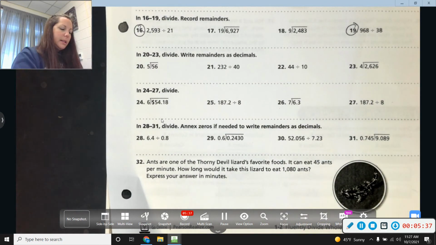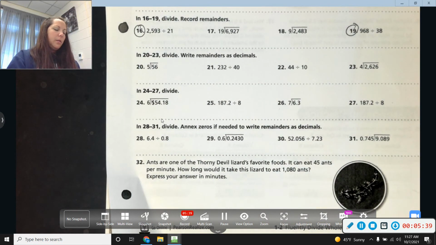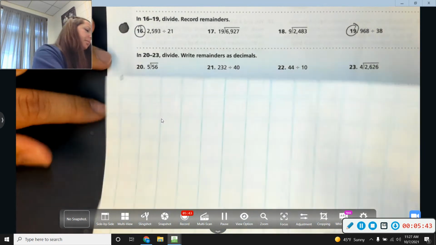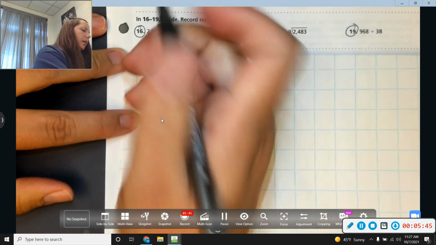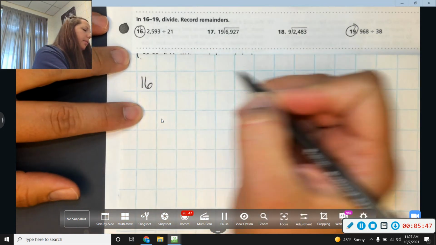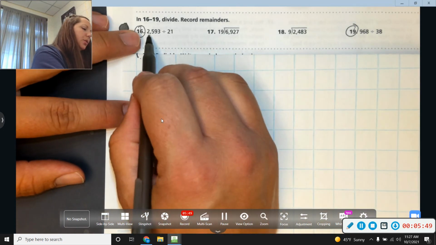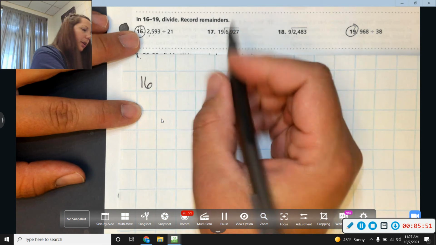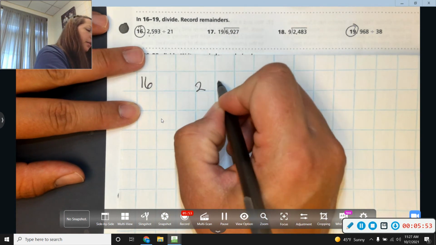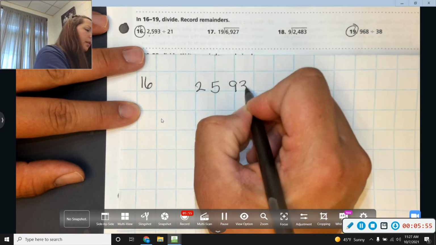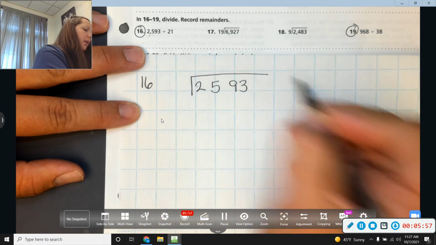Now we're going to work on 16. I'm going to fold our paper again so all you see is 16. So number 16, 2,593. That number is the big number. It goes under the symbol.